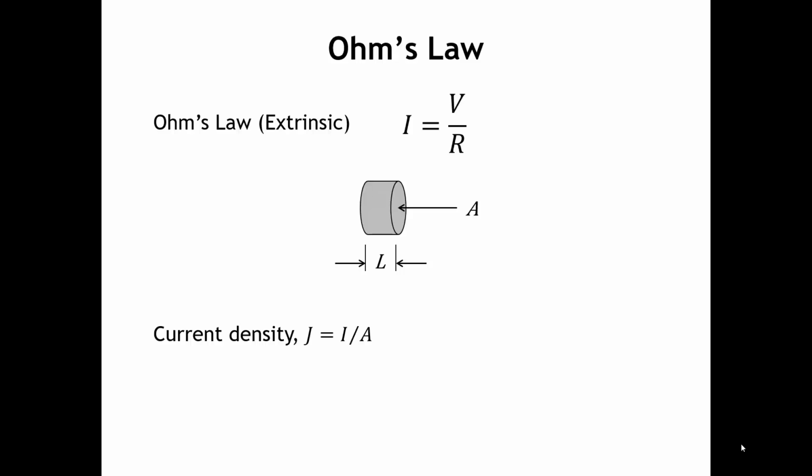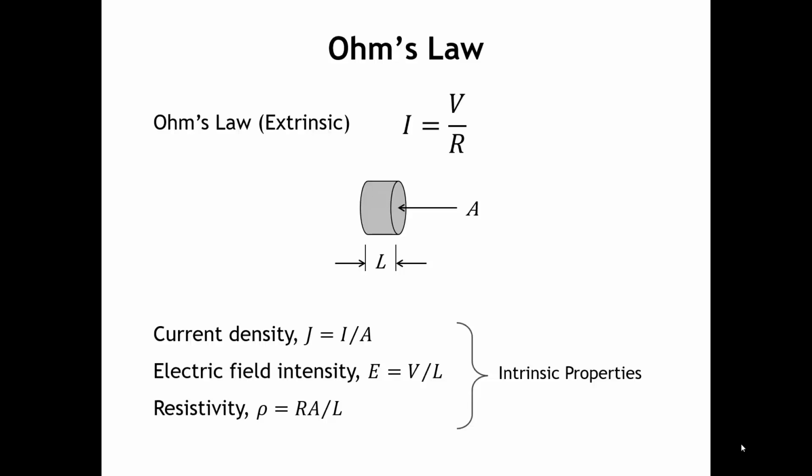Such properties do exist. Instead of the current, we could talk about the current density, which is the current divided by the cross-sectional area. Instead of the voltage drop, we could be talking about the electric field intensity, which is the voltage drop divided by the length over which that drop occurs. And instead of resistance, we could be talking about the resistivity, rho, which is equal to the resistance times the cross-sectional area divided by the length.